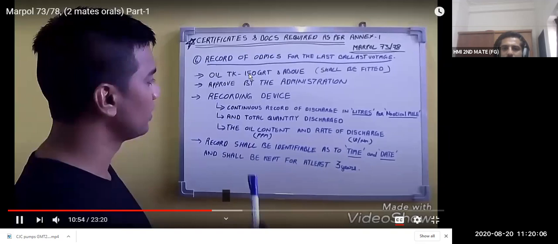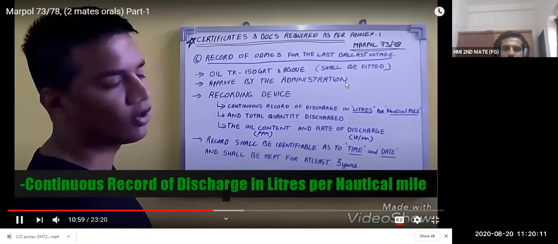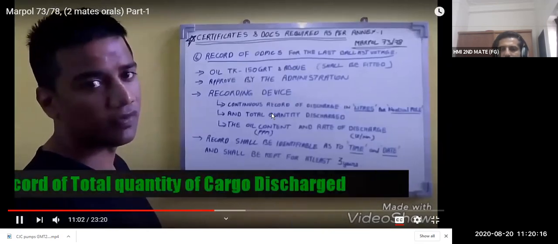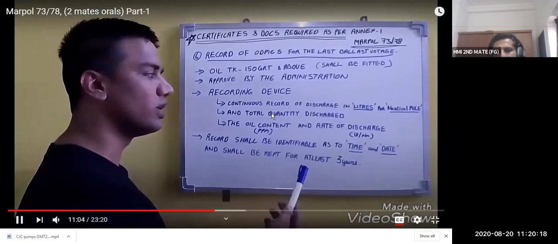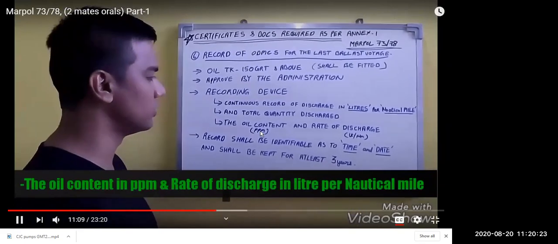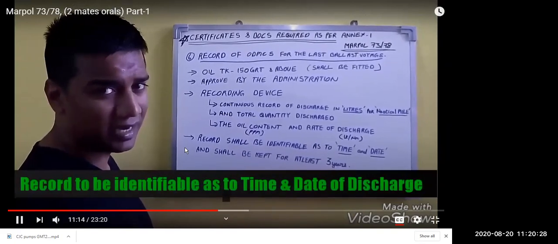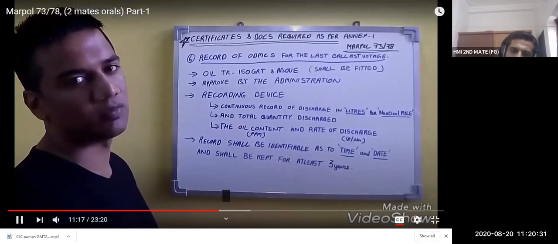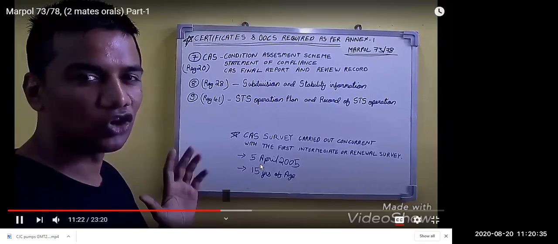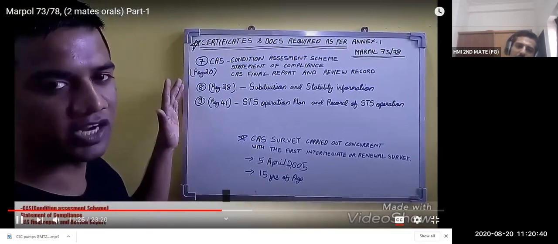All oil tankers above 150 GRT should be fitted with ODME. And the other requirements: the recording device should be able to record the continuous discharge in liters per nautical mile, total quantity discharged, ppm of the oil, and rate of discharge. Then the record shall be identified as to time and date and shall be kept for at least 3 years.